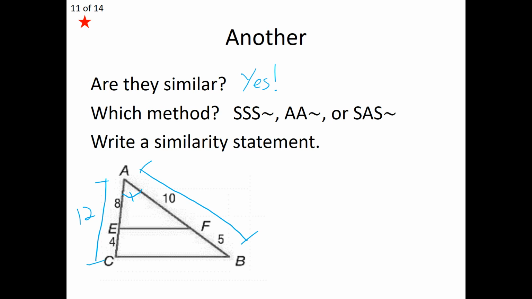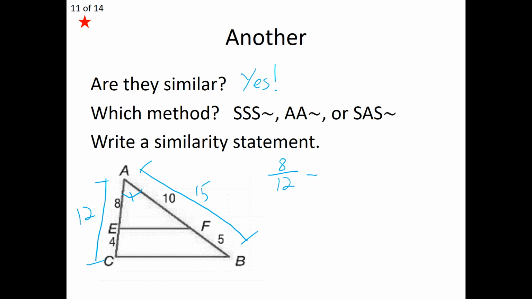I'm going to add my two lengths together to get the entire length of AB. So now let's check. I'm going to form a ratio of my smaller side triangle to my larger side triangle and see if these ratios are actually proportional to each other. I'm going to start with this side 8, and ratio it with its corresponding side 12. 8 is the small part of the small triangle, 12 is the entire side of the bigger triangle.